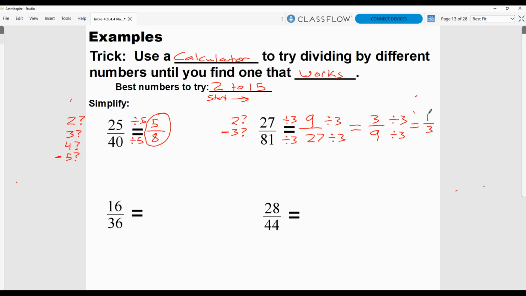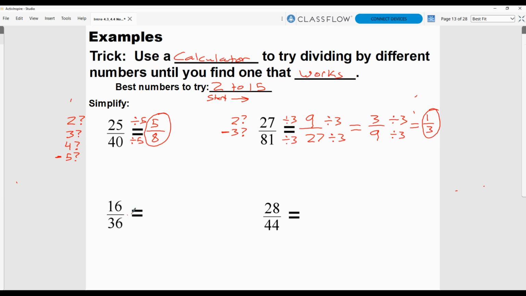And look at that. 1 over 3, there's nothing else we can divide both of these numbers by. That's the smallest we can go. That's the smallest fraction we can make that is equivalent to this one here. So we've simplified that all the way. All right, and that would be our final answer. Check it. You can't divide it anymore, so you're done.